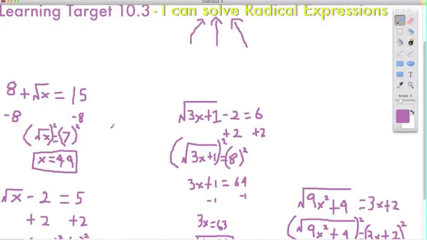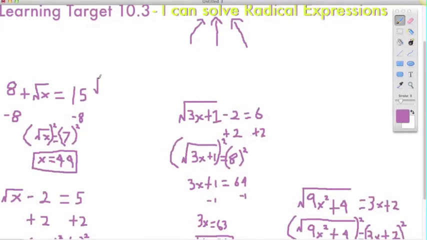What's the square root of 49? Well, 7 times 7 equals 49. It's a perfect square, so 7 is the square root of 49. So what's 8 plus 7? 8 plus 7 equals 15. So this one is, in fact, true. That one's good. Now, let's move on.